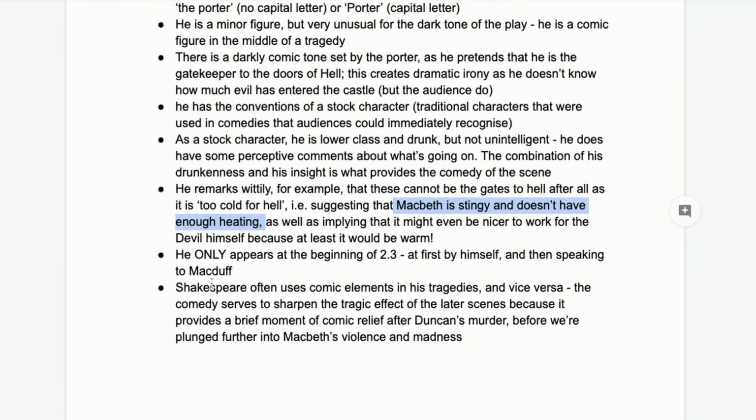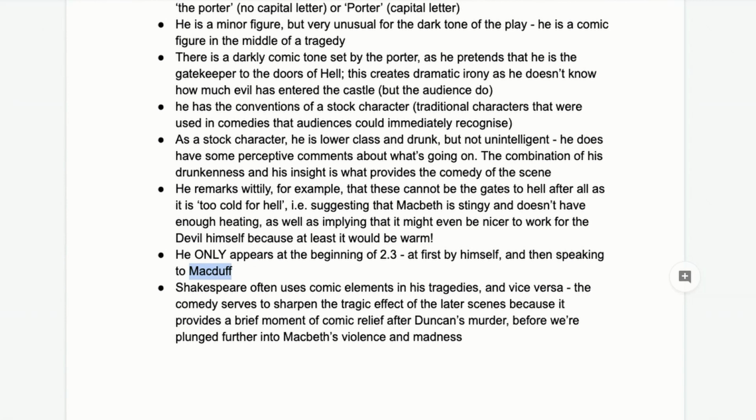So a couple of final points then. He only appears at this point. This is the only time that we see this little guy. And he's by himself and he's just blathering on in a drunken way. And then when he lets Macduff in, who's the guy banging on the gates, he speaks to Macduff. So Macduff is obviously super serious and very professional, and the porter is very all over the place. So again, that interaction between them you can analyze as well.